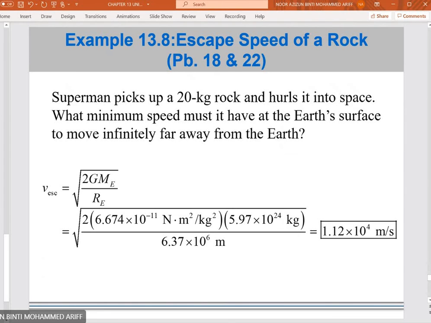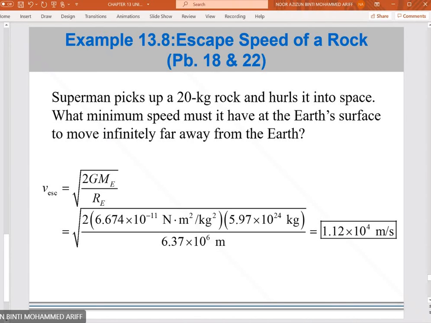Alright. Okay, so kita tengok one example here as we would like to calculate the escape speed of a rock. So we would like to calculate if we would like to throw the rock to the outer space. Okay, what will happen if it moves with escape speed? Okay, so I have a Superman. So you can refer to example 13.8 here.